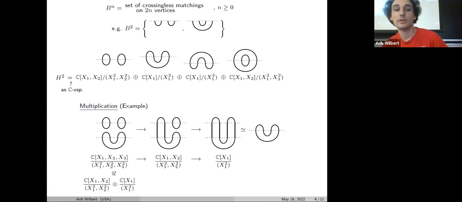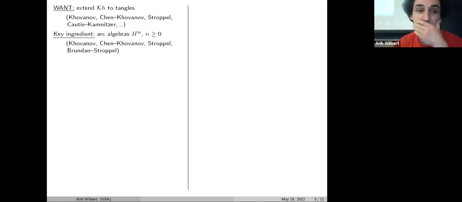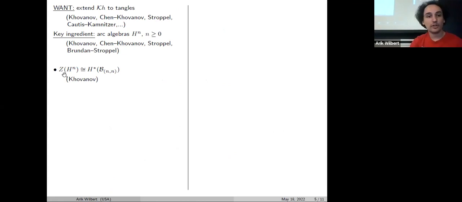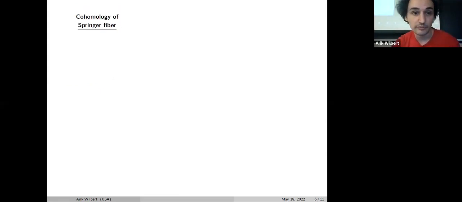Anything else? Okay, so right. I explained this arc algebra a little bit. Now there's one last thing in my title, which was these Springer fibers. So here's a result due to Khovanov. Khovanov actually studied the center of this arc algebra, and what he figured out is that the center is actually the cohomology ring of a certain algebraic variety called a Springer fiber. This is this B sub n comma n. So this is the cohomology of some algebraic variety.